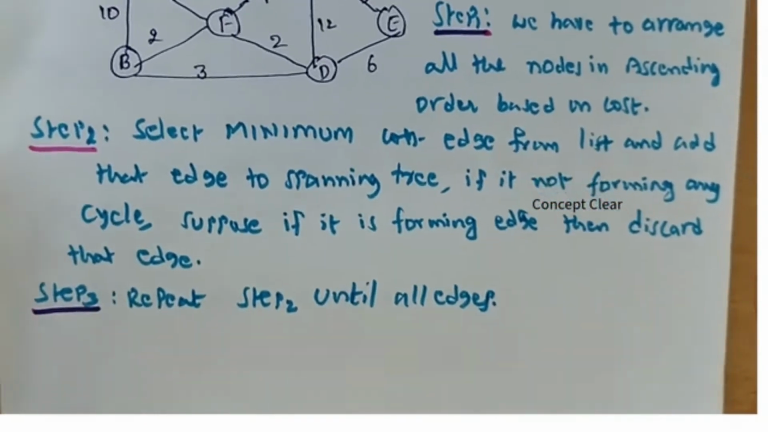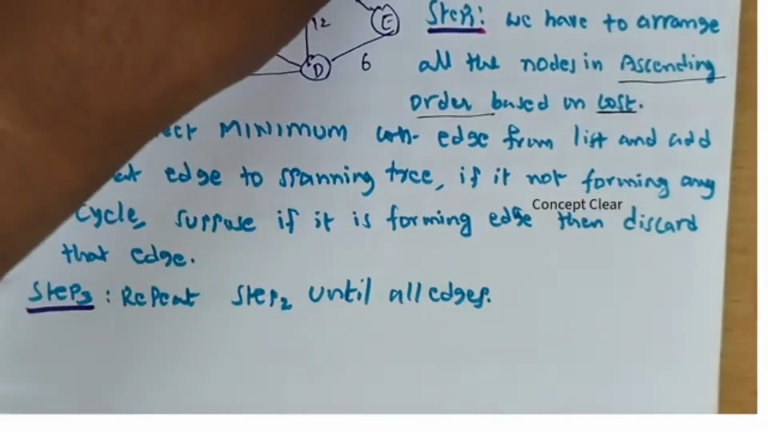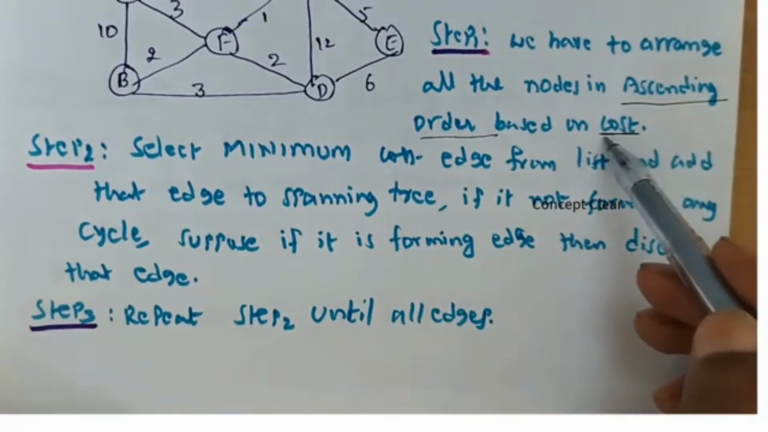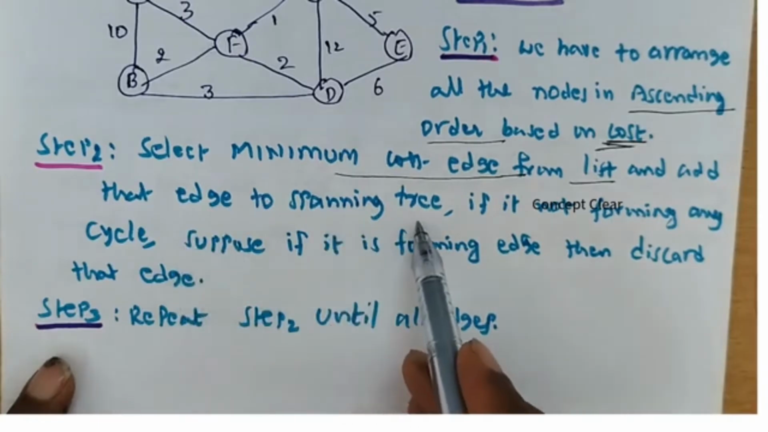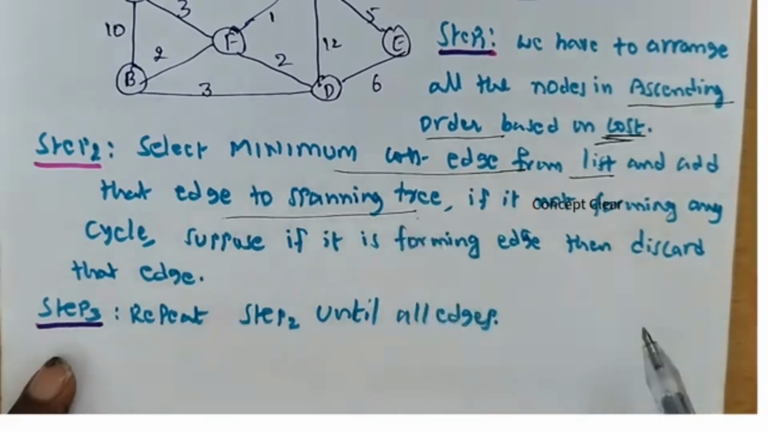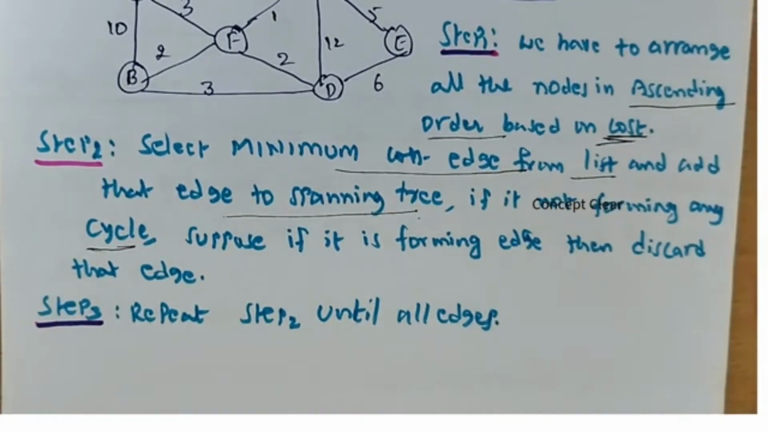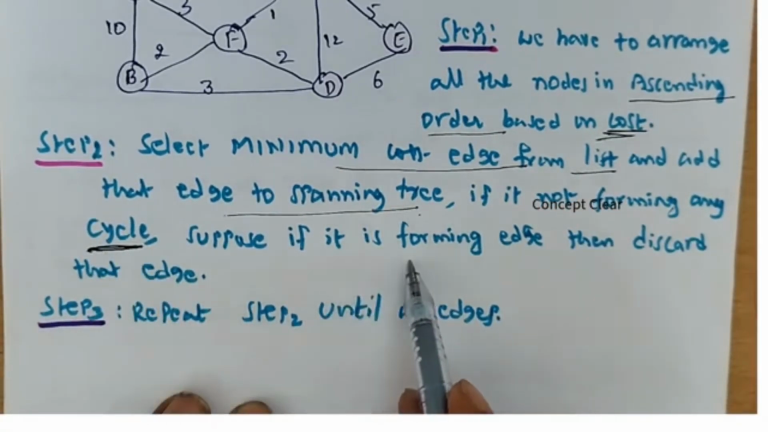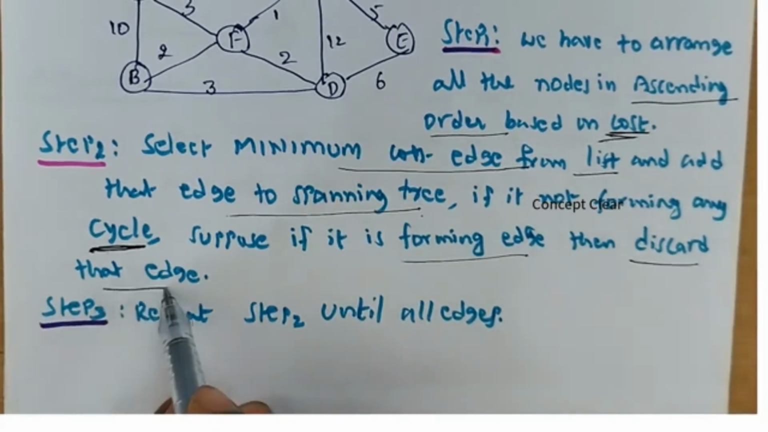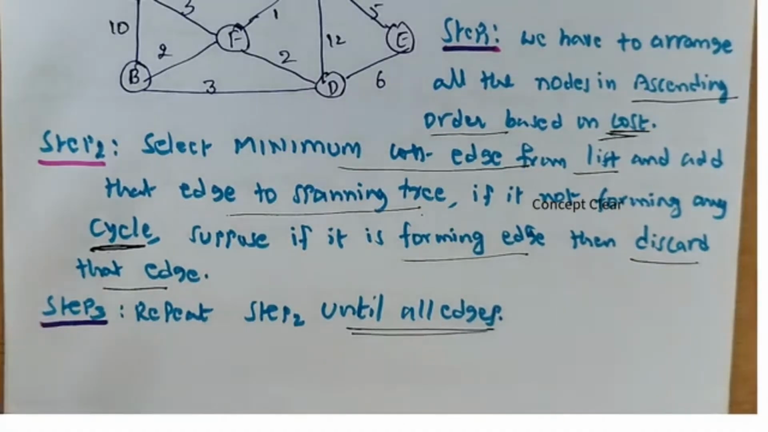What is Kruskal's algorithm? The first step is, we have to arrange all the edges in ascending order based on the cost. The second step is, select the minimum cost edge from the list and add that edge to the spanning tree if it is not forming a cycle. After arranging all the edges, we pick the first one and add another one, like that, each and every edge, if it is not forming any closed cycle. If any edge is forming a cyclic form, then we discard that edge. Step 3 is to repeat step 2 until all the edges are covered. This is the algorithm.